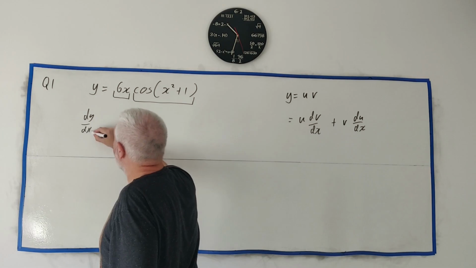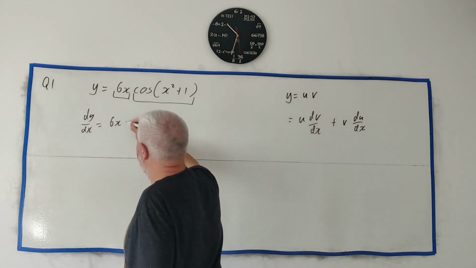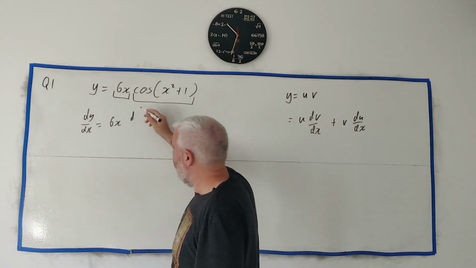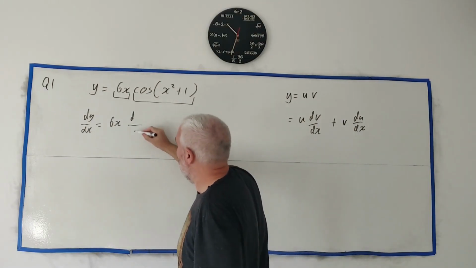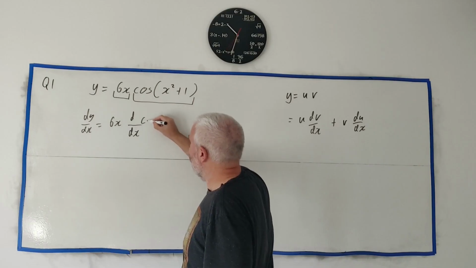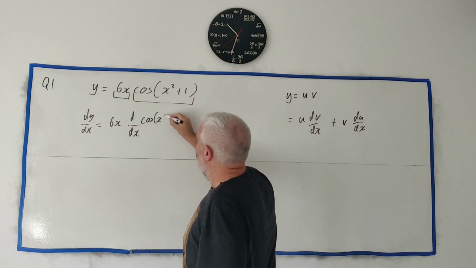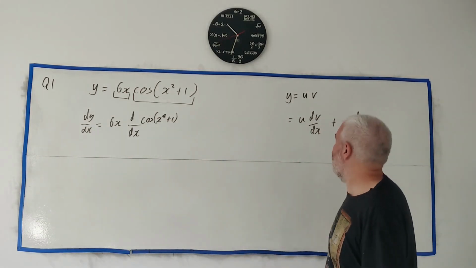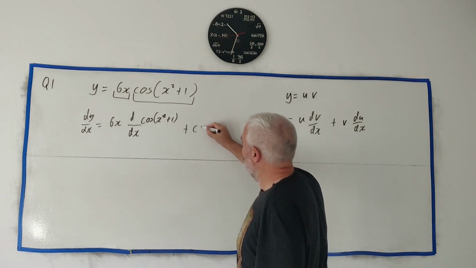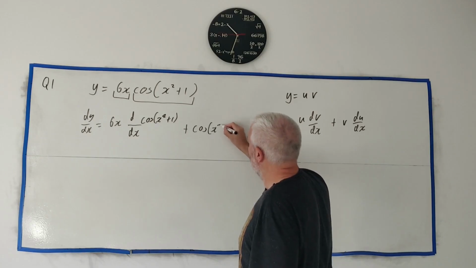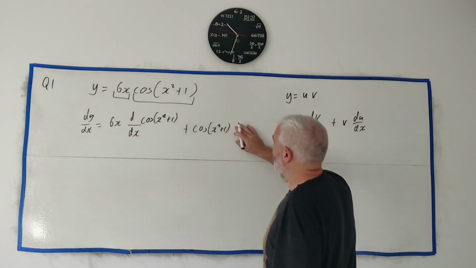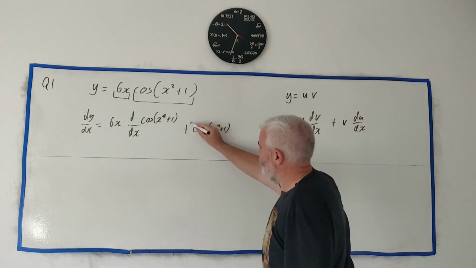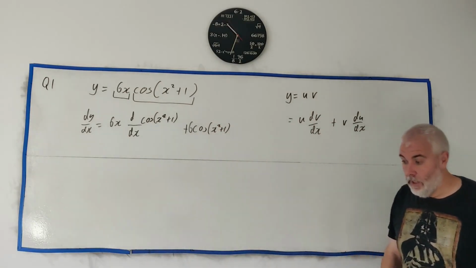dy/dx. The first one left alone is 6x. The derivative of the second one, that's where we get a problem. I'm going to ignore that for a moment. I'm just going to write it like this: the derivative of cos(x² + 1). I'm just going to leave it like that for a few moments. And then plus the second one left alone, cos(x² + 1), multiplied by the derivative of the first one. So that's just 6. Let's put the 6 up front here.